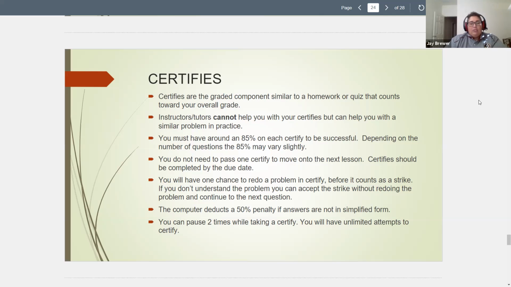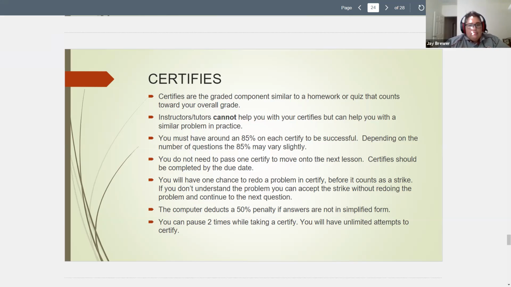So what I would suggest is as soon as you start missing a couple of problems, I would go right out of the certify and go back to practice, because you can do as many practice as you want. You can also do as many problems as you want in the certify. It's just going to take you way longer to get to the 85%. So again, practice would be better if you start making mistakes in the certify. You do not need to pass one certify to move on to the next lesson. Certifies should be completed by the due date.